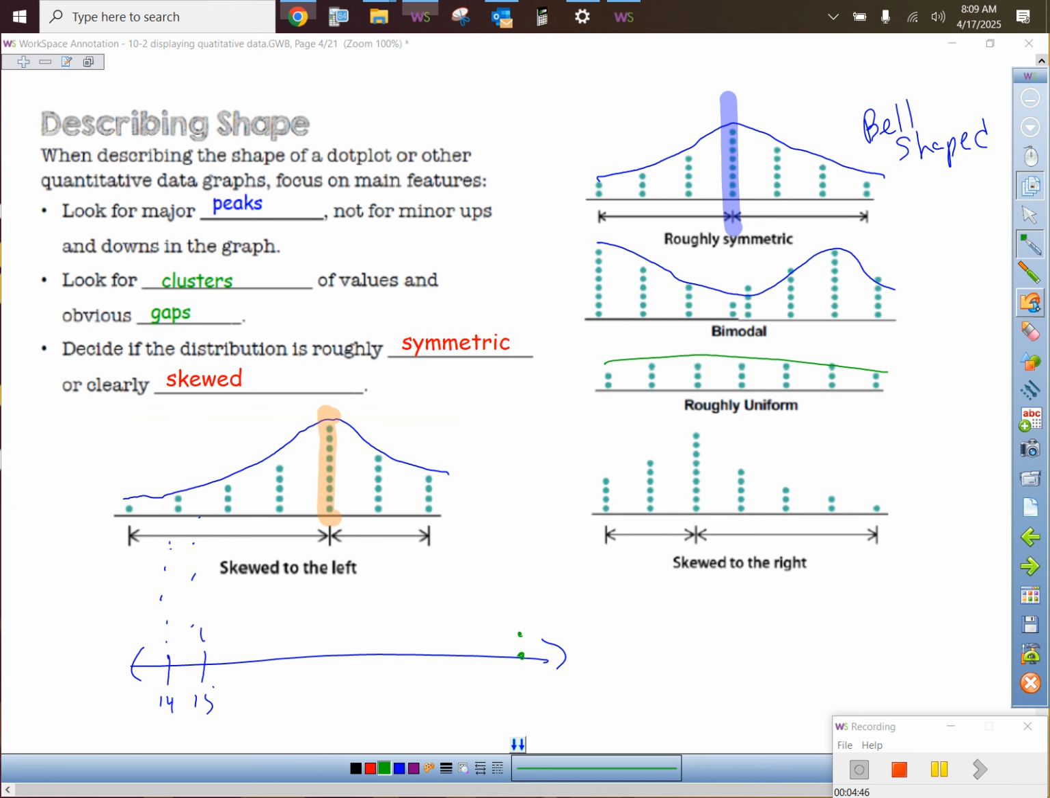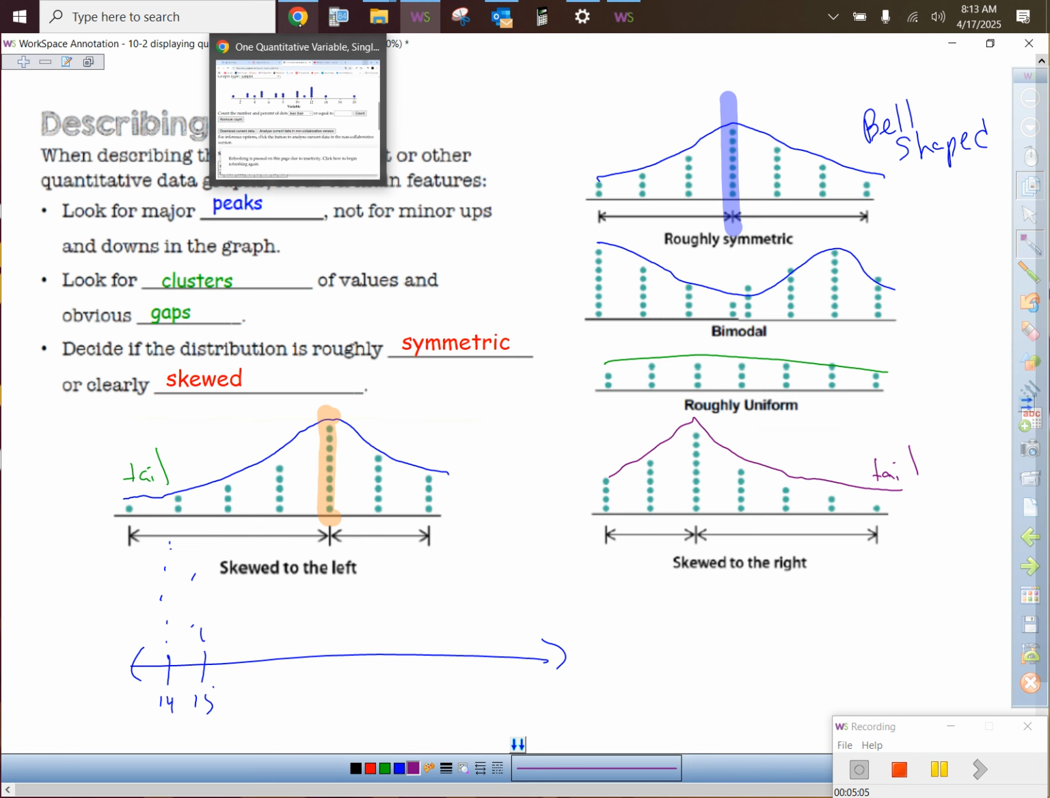Let me delete all this stuff. And how do you feel about there is a tail right here? That tail is on the left. And this one right here, this is data skewed to the right because here is the tail. That's where you're going towards the extreme values, right? A tail.